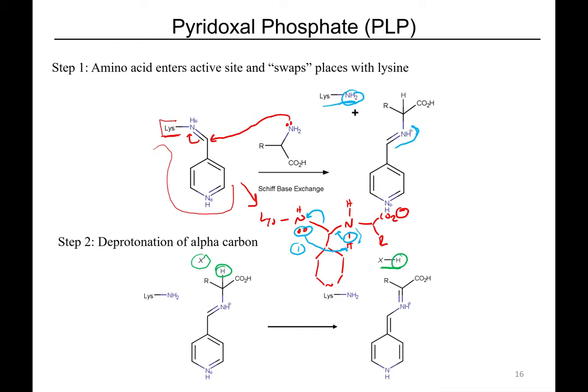We also note here that there's a different distribution of electrons in our PLP cofactor, right? So originally we have a single bond here, a double bond here, and this changes so that now the double bond is between the alpha carbon and the nitrogen.